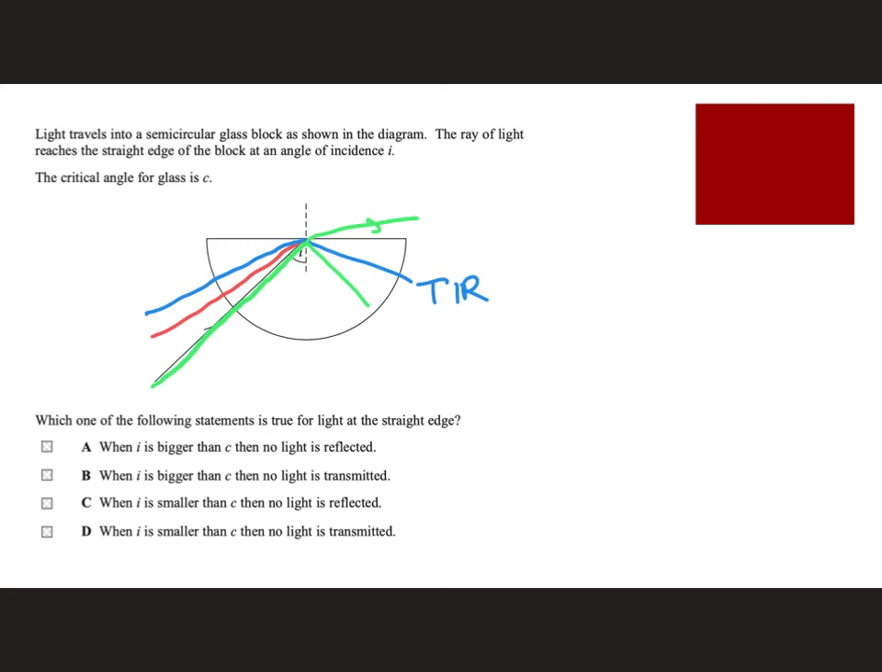So let's look back at these statements. When I is bigger than C, no light is reflected. Incorrect. It's all total internal reflection. When I is bigger than C, no light is transmitted. That's true. There is no refraction. When I is smaller than C, no light is reflected. Not true. When I is smaller than C, no light is transmitted. Not true.